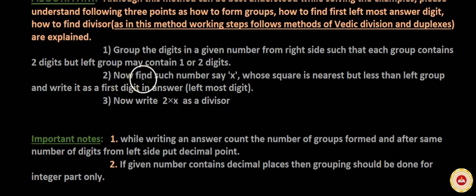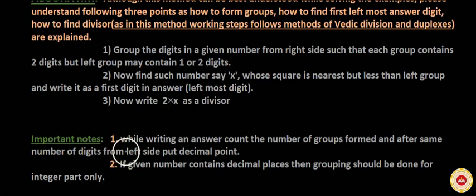The first 2 points are exactly like those we have used in the Vilokanam method. Group the digits in a given number from the right side such that each group contains 2 digits, but the left group may contain 1 or 2 digits. Second point: now find such a number, say x, whose square is nearest to but less than the left group, and write it as the first digit in the answer. First digit in the answer means the leftmost digit in the answer. Now the third point is different. Now write 2 times x as the divisor.